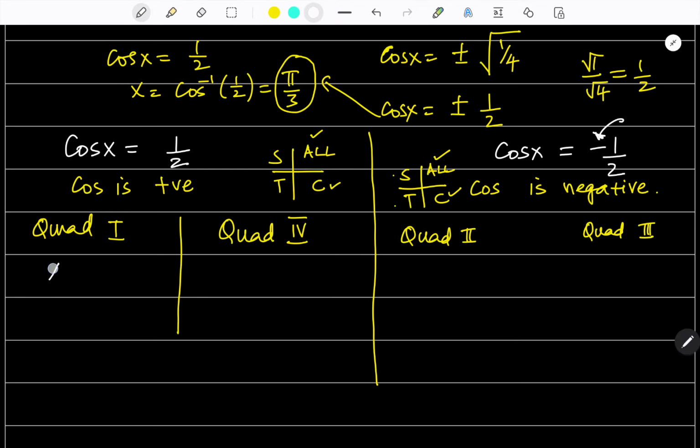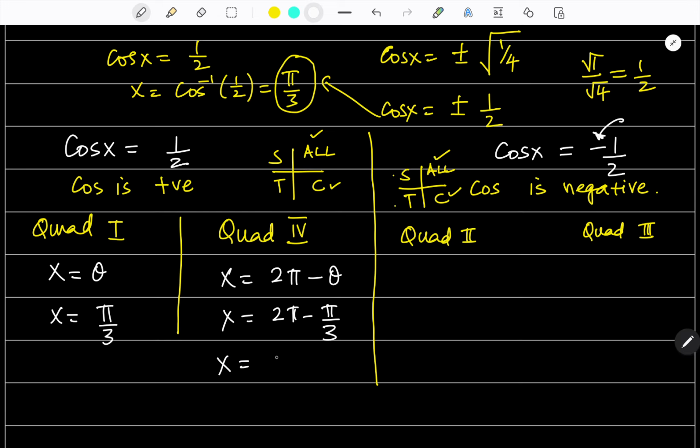I told you already, x is equal to theta, which is equal to pi over 3. For quadrant 4, what is the formula? 2 pi minus theta, which is 2 pi minus pi over 3. So x equals 5 pi over 3. This is pi.